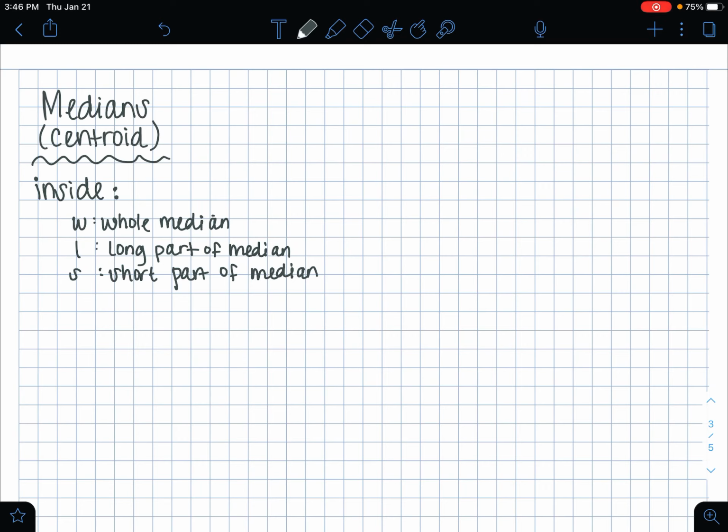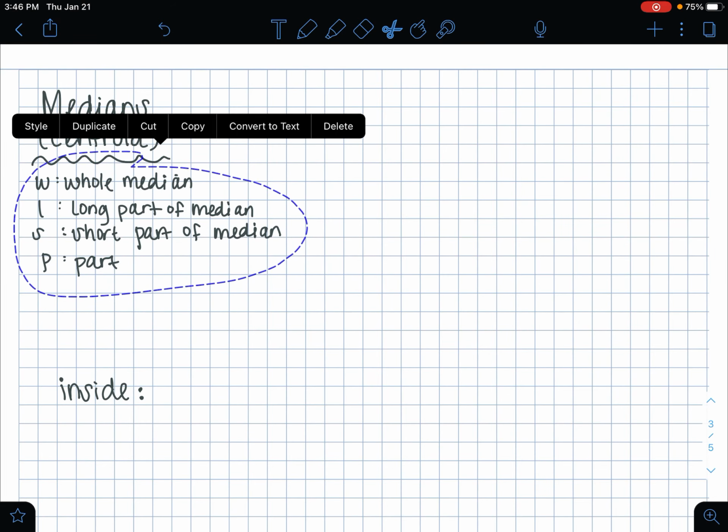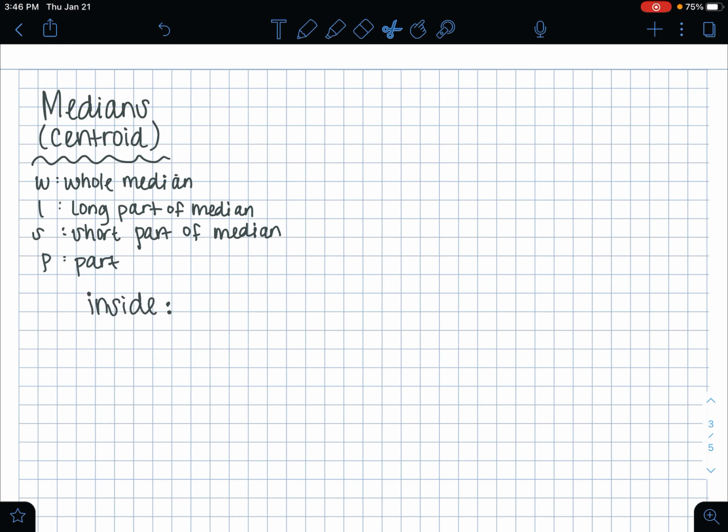I think that's pretty much all you need to know. And of course, P just means part. Y'all already know what that means. We use it all the time. So actually, let me do the else. You don't have to do all this. I would just like for this to look a little bit better and make a little bit more sense.